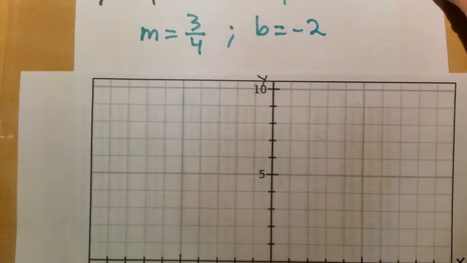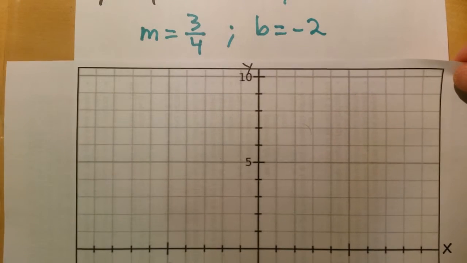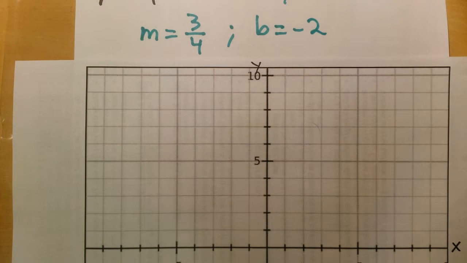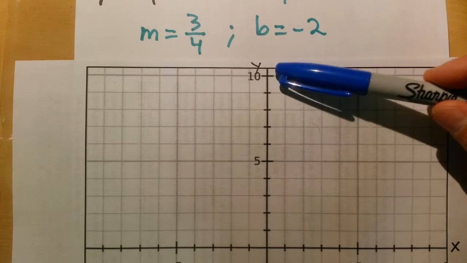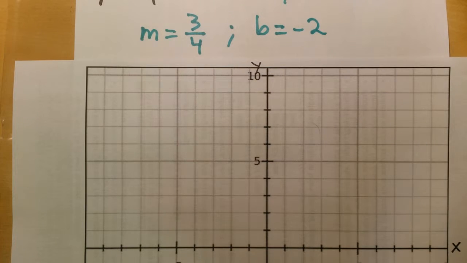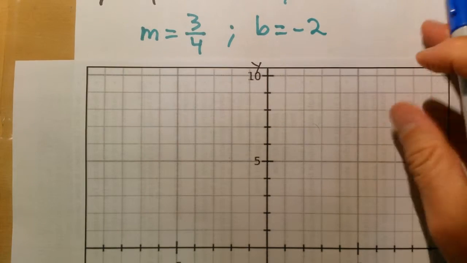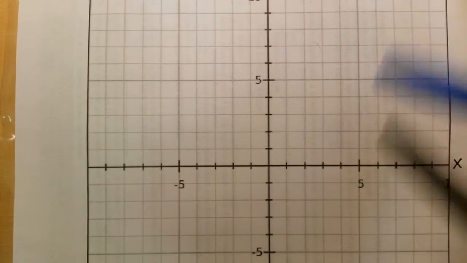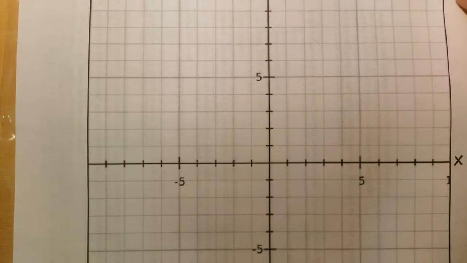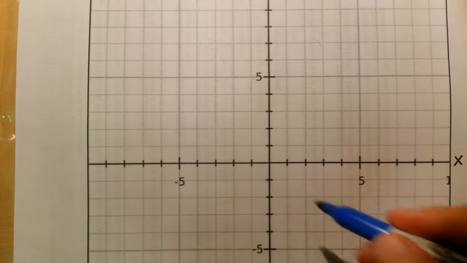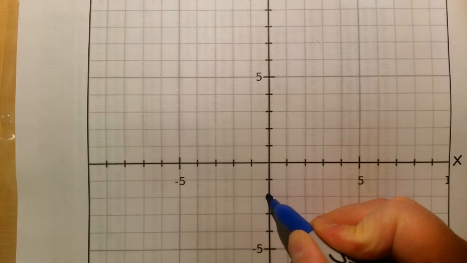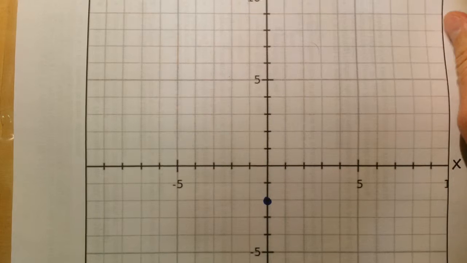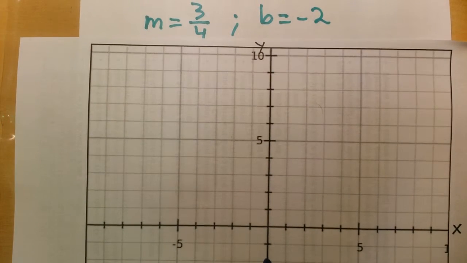So let's move up a little bit. The first thing we need to do is, on our grid, we plot the y-intercept, meaning we plot -2. The y-intercept is the point where the line crosses the y-axis, right? So let's plot that. It's b equals -2. Here's our y-axis. Here are the values below the x-axis, so this is -1, -2. So this is the point where this line is going to cross the y-axis at -2.